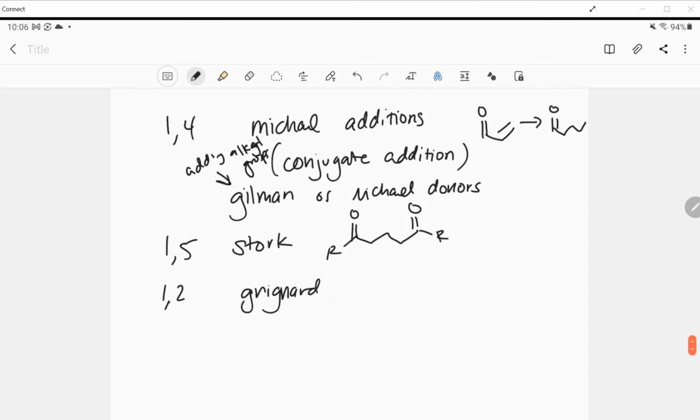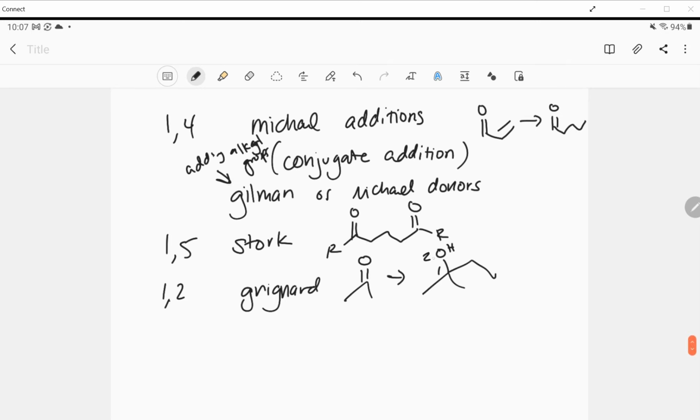And then the Grignard, you're adding on to your carbonyl itself. Something like that is pretty indicative of a Grignard. So you're adding something to carbon 1 and something to the oxygen. You're adding an ethyl group, in this case, to carbon 1, and you're adding a hydrogen to oxygen 2. That would be a 1,2 addition.